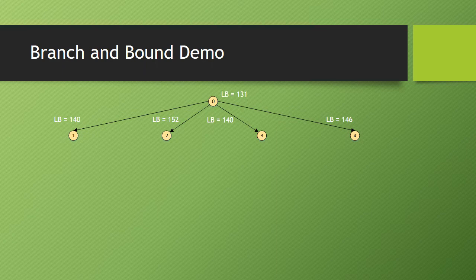So now we want to determine which node we want to expand and explore next. So we look for our lowest lower bound, and we see that both city 1 and city 3 are tied at 140. So we could choose either one of these to explore, but we'll just go in order. And so we'll expand city 1. And then we'll see that we can explore city 2, city 3, and city 4.